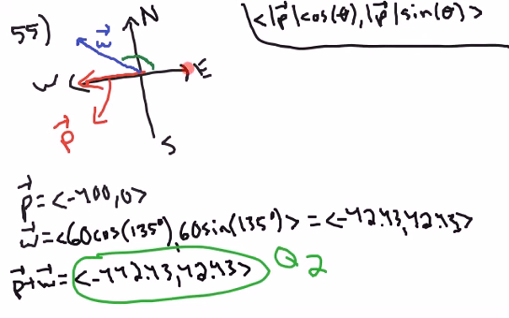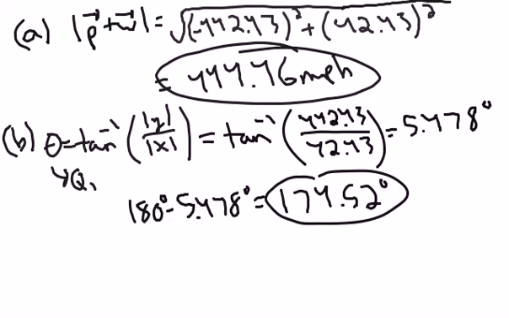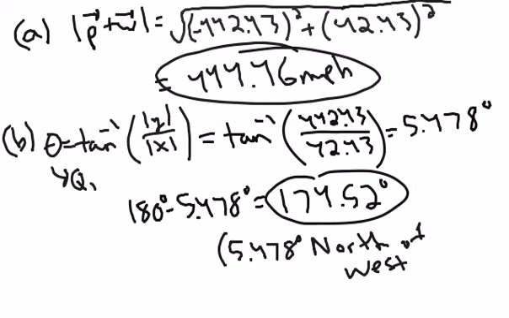Now this answer is based off of the east line. So from here, if I go 174.52, I'll find the vector over here. Okay. The answer key, I believe, writes it as, which is kind of a little bit more confusing, but they say 5.478 degrees north of west. I believe that's the wording they use.